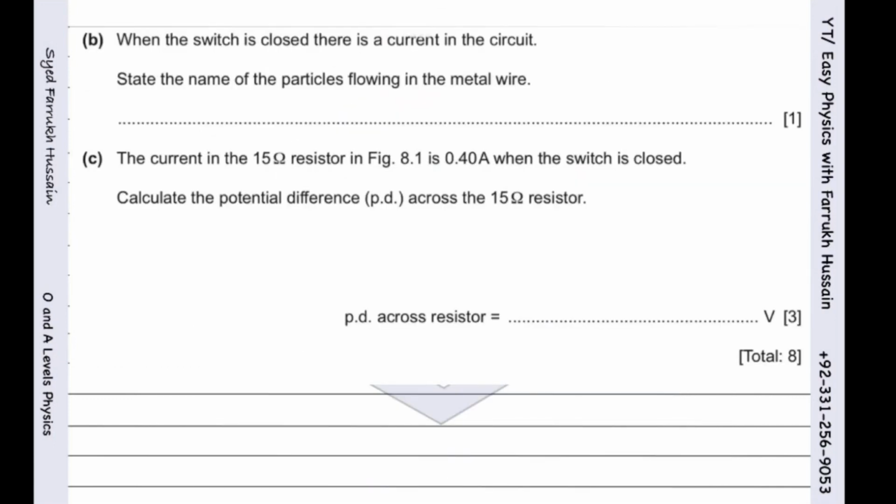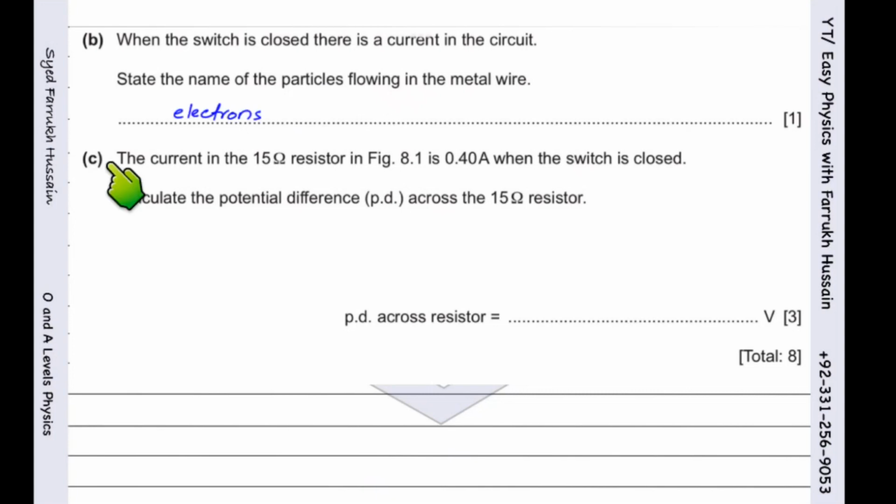Next is this. Read the question. When the switch is closed, there is a current in the circuit. State the name of the particles flowing in the metal wire. The current is in the 15 ohms resistor. Just answer this. Is it electrons? Very good, electrons.